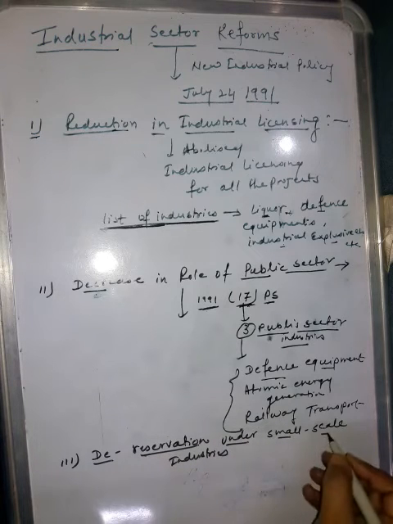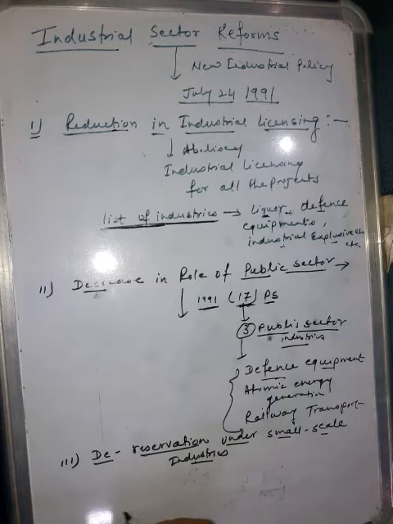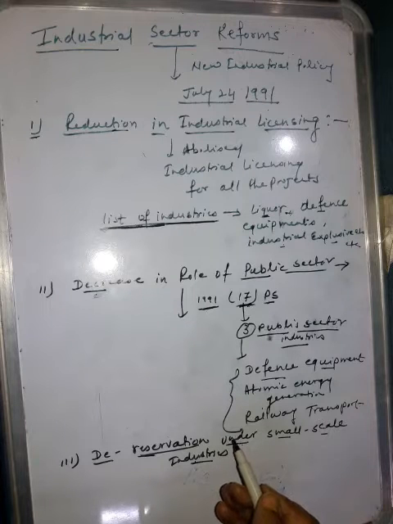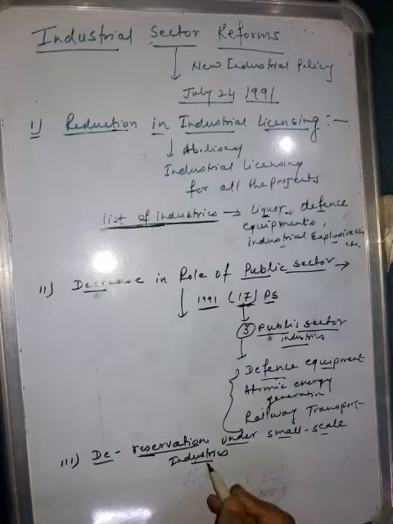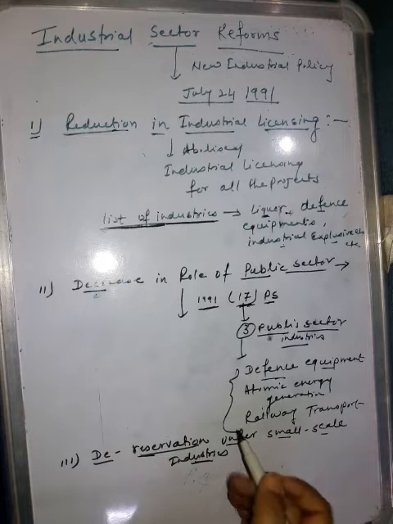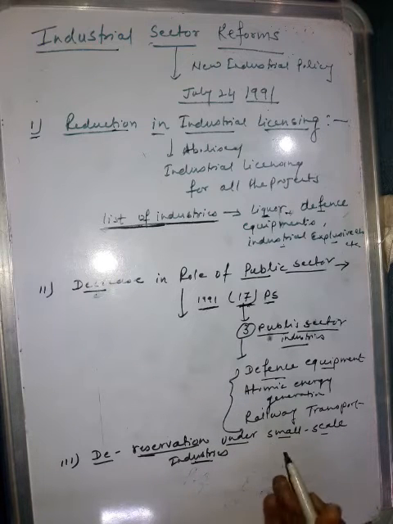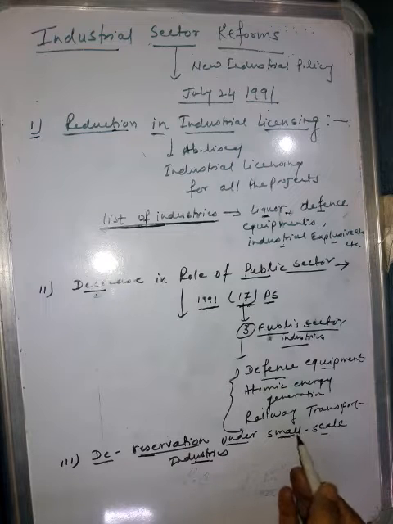De-reservation under small scale industry. Many goods produced by small scale industries have now been de-reserved. The investment ceiling on the plant and machinery for small undertakings was enhanced to rupees 5 crores. Right now it is 5 crore. Means if anybody wanted to set up a small scale industry, those industries were considered small scale industries where the maximum investment required is 5 crores.